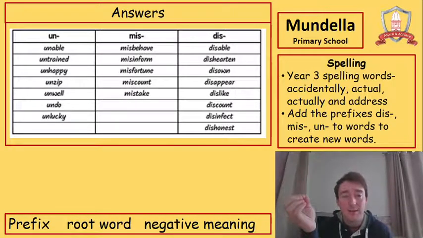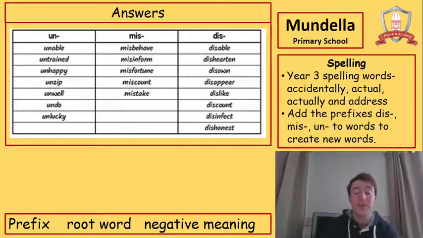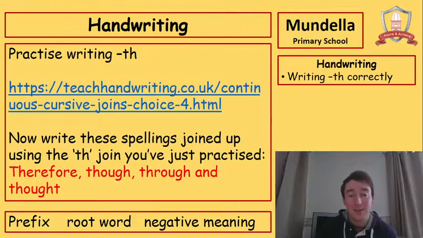Remember what un means. So that meant not, didn't it? And what miss means, it means to do something wrong or make a mistake. And dis as well. Dis, it's the opposite of, isn't it? Or not as well. Okay, right, very good. Just check those answers with yours and make any changes that you need to. And then we'll move on. 3, 2, 1. Okay, our last thing that we're going to do is to practice the TH join.